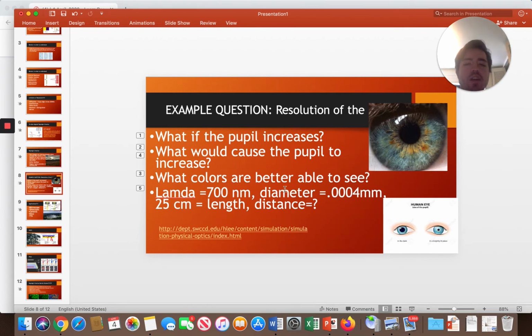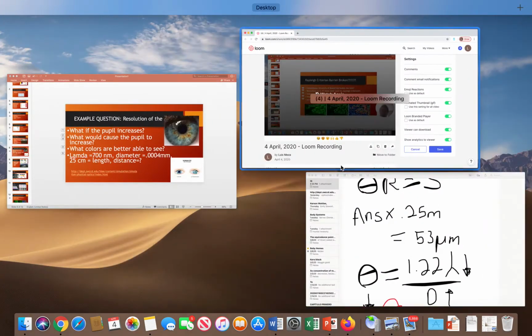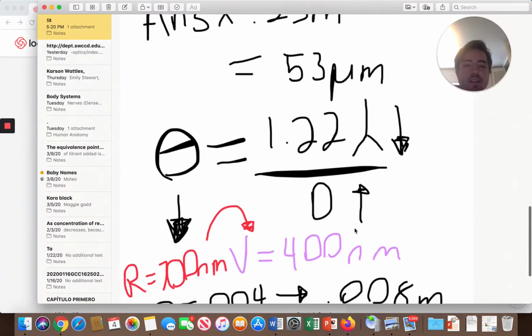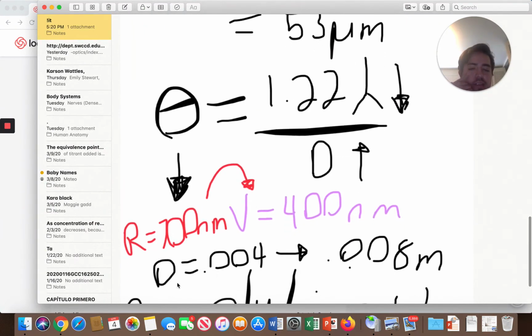And then the colors better seen, my assumption would be violet, because as we go back and increase, we're seeing violet light instead of red light, so our wavelength decreases, and our theta decreases.